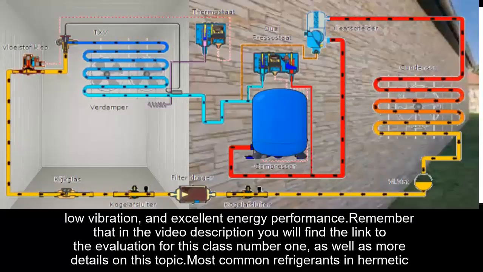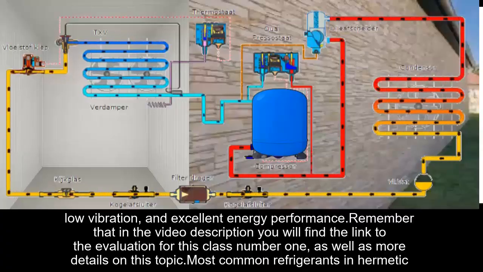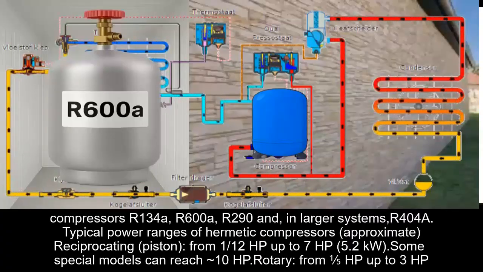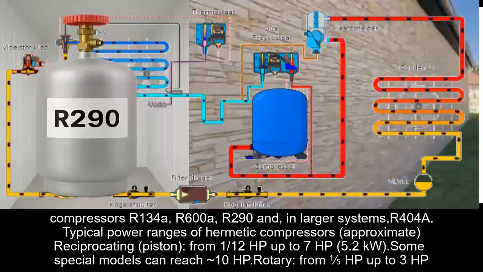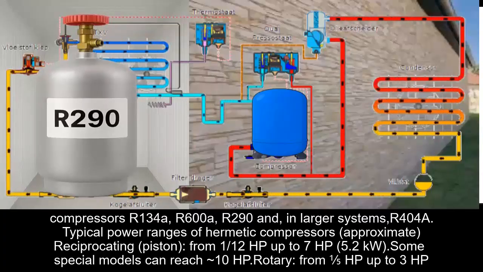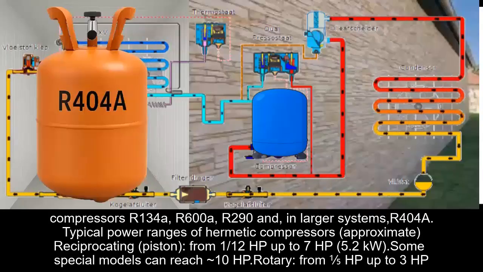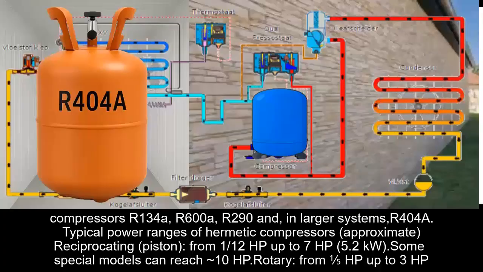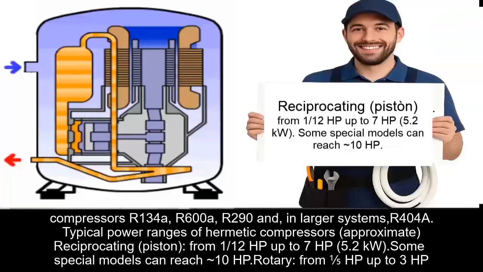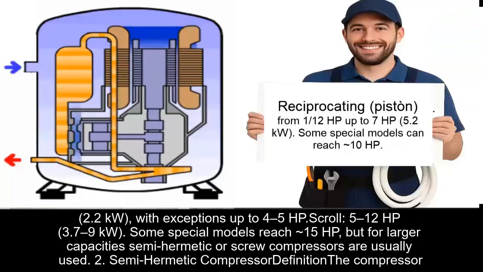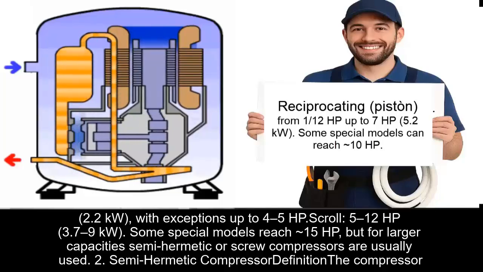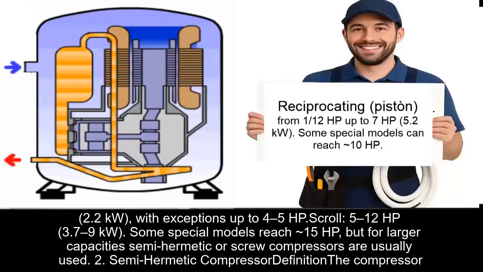Most common refrigerants in hermetic compressors: R134A, R600A, R290A, and in larger systems, R404A. Typical power ranges of hermetic compressors, approximately. Reciprocating, piston, from 1/12 HP up to 7 HP, 5.2 kilowatts. Some special models can reach approximately 10 HP.